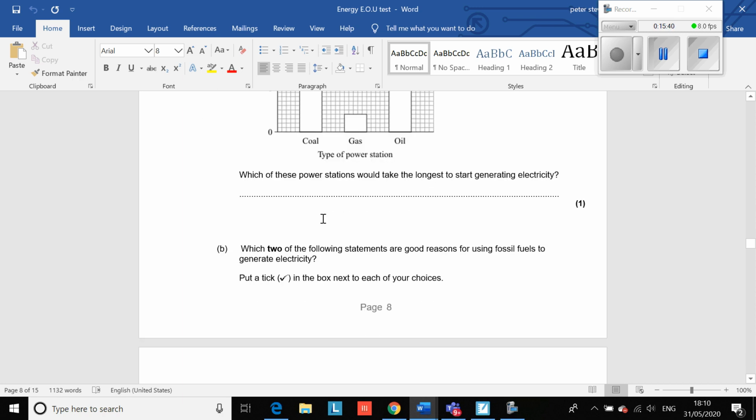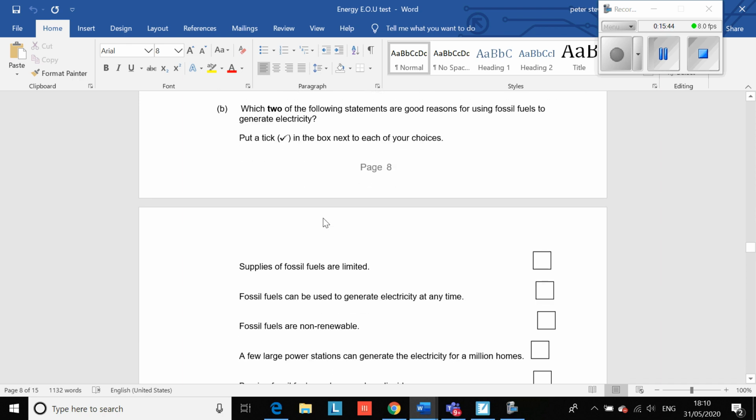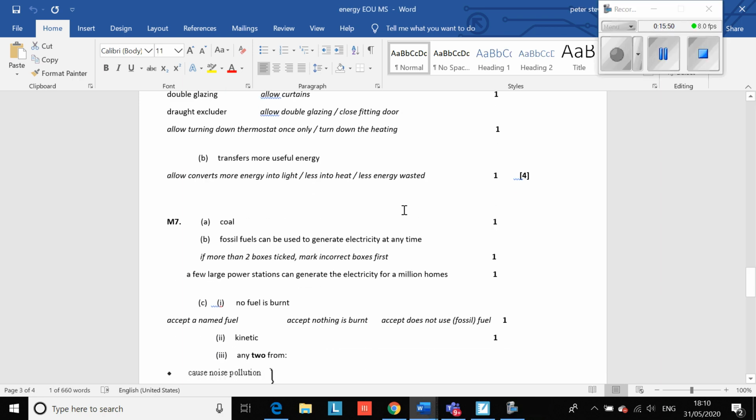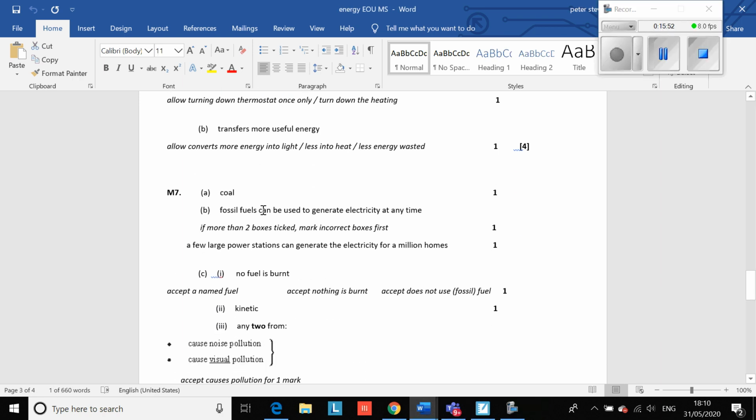Which of the 2 following statements are good reasons for using fossil fuels to generate electricity? Put a tick in the box next to your choice. So there are your choices, and your answers were: fossil fuels can be used to generate electricity at any time. A few large power stations can generate electricity for millions of homes. So those are your 2 boxes that you should have ticked.